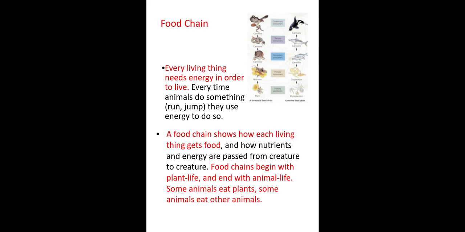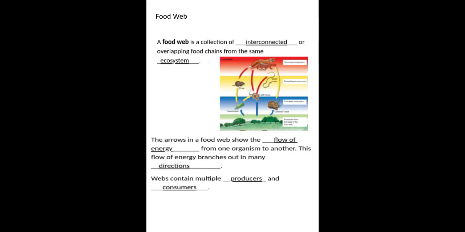But all living things need energy. Everything on Earth gets its energy from plants. And plants get their energy through the process of photosynthesis. Yep, talked about that last week. Now, just like I said, a food chain is a linear way of showing what eats what.